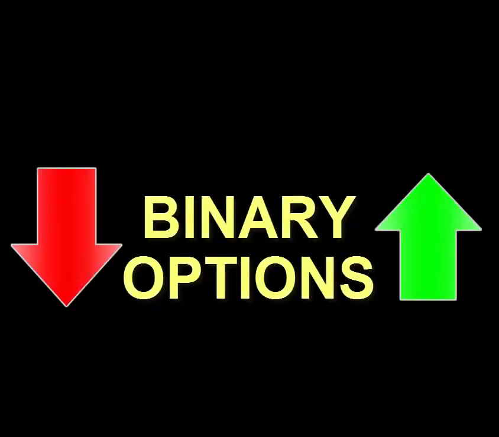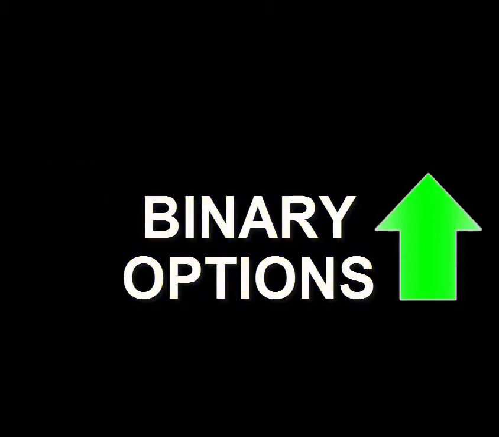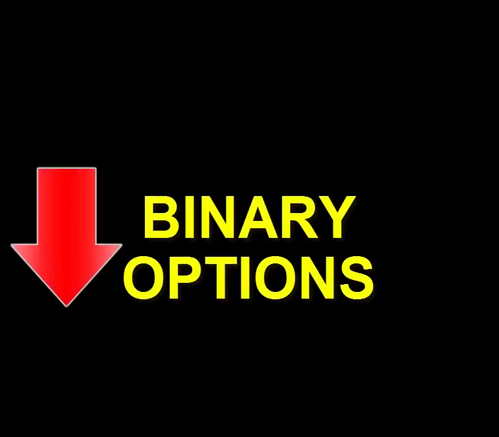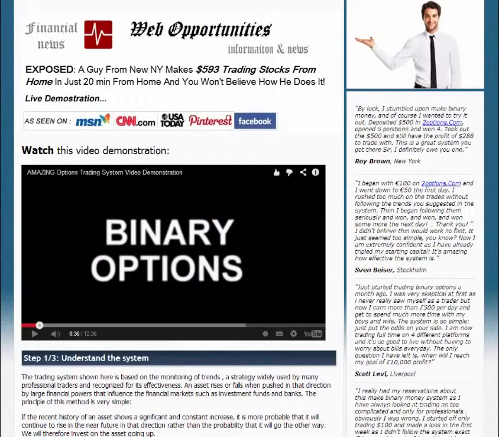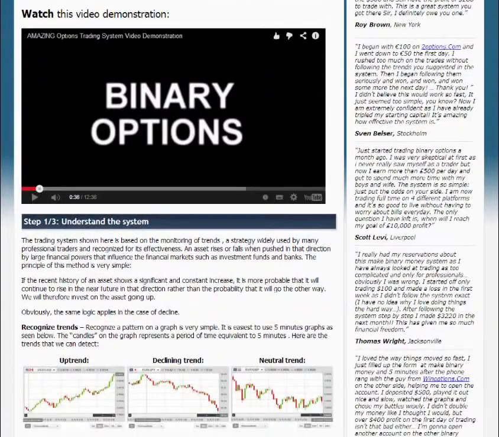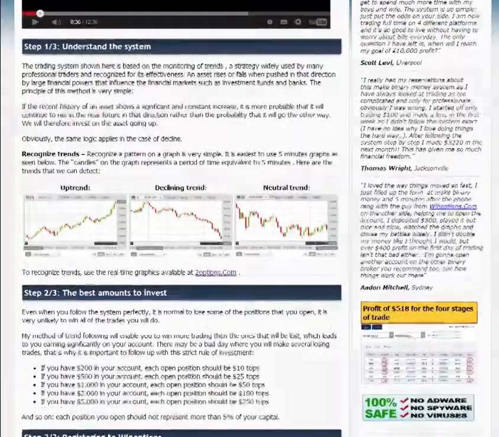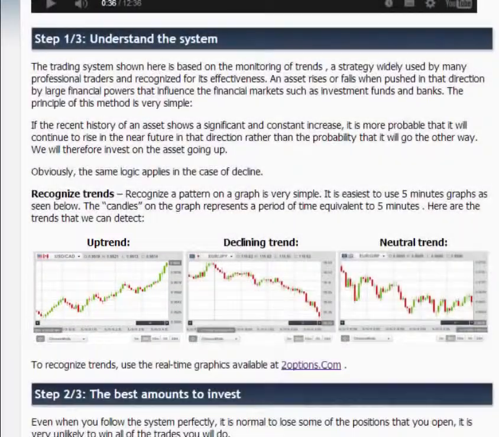Binary options are simple to understand and use because all it requires is one decision, whether an asset will go up or down. So how can you know which direction to choose, up or down? I'm using a very simple method that is also used by the professional traders, called graphic trends analysis. Now, there are 3 main types of trends: an uptrend, a declining trend, and a neutral trend.